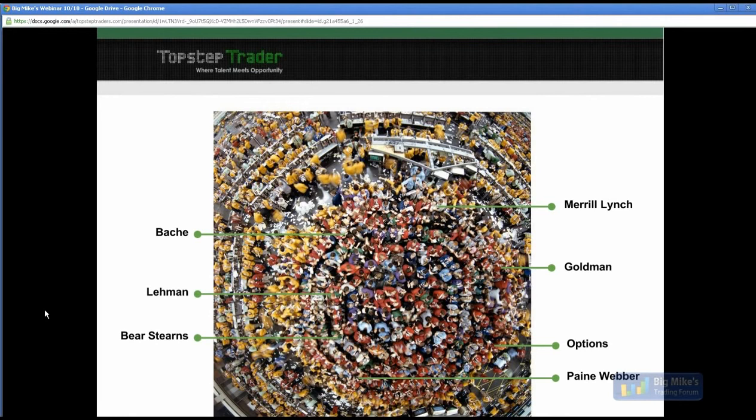The commercial players were visible. You've got a few of them pointed out here. They're not necessarily directed pointing to exactly the person who was filling, but this is the general area where these companies conducted their business from. So if you were standing in the pit, you could literally see Bear Stearns, Lehman, Bache, Merrill Lynch. You knew who the broker was. You could see what they were doing.